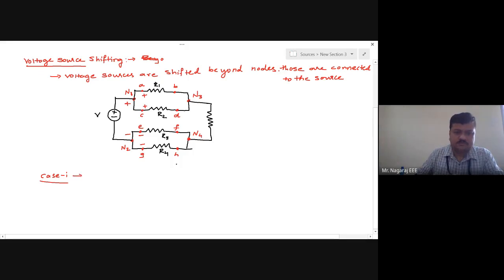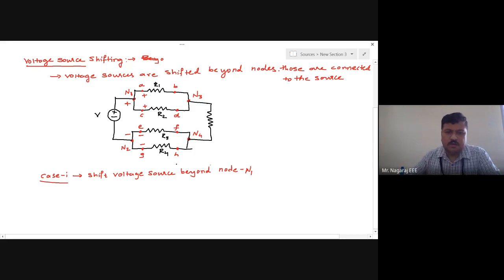Shifting voltage source, or shift voltage source, beyond node N1. Now when I shift this voltage source beyond node N1, what will happen to this branch? That should also be taken care of, is it? I am shifting from this point beyond the node, after N1 or after N2. But what will happen to this original branch?